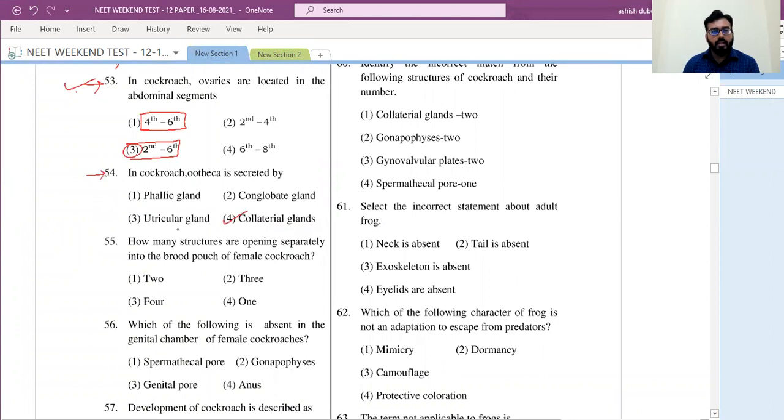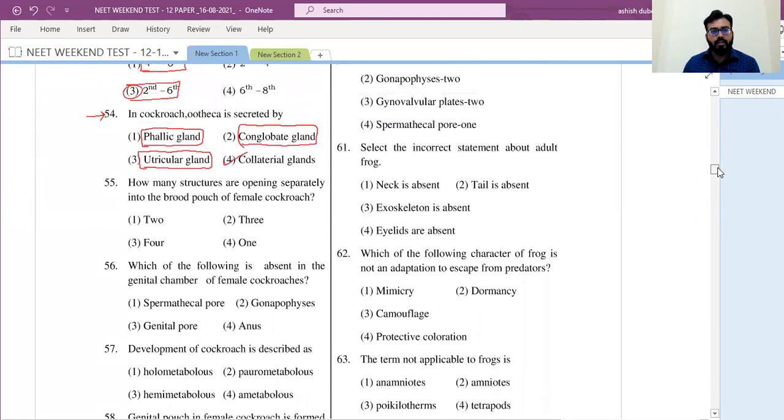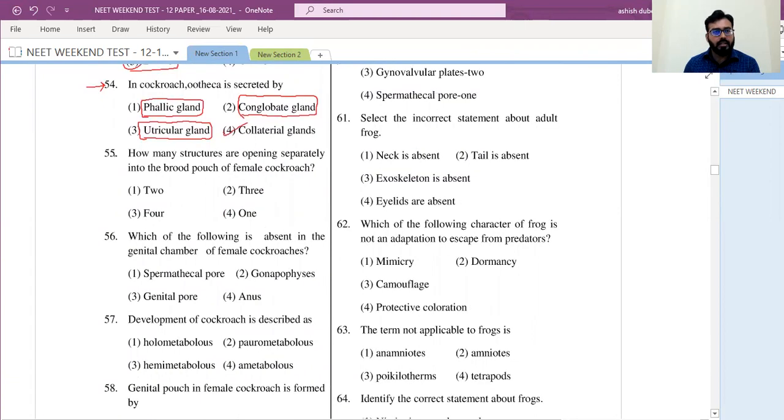Phallic gland is found in male cockroaches. Phallic gland is also known as conglobate gland. Utricular glands are mushroom glands, which are found in the male cockroaches again. So the question can be framed like this also: mark the odd one out. Three glands out of four belong to the male cockroach, and collateral glands are only found in the female cockroach. So it should be the correct answer.